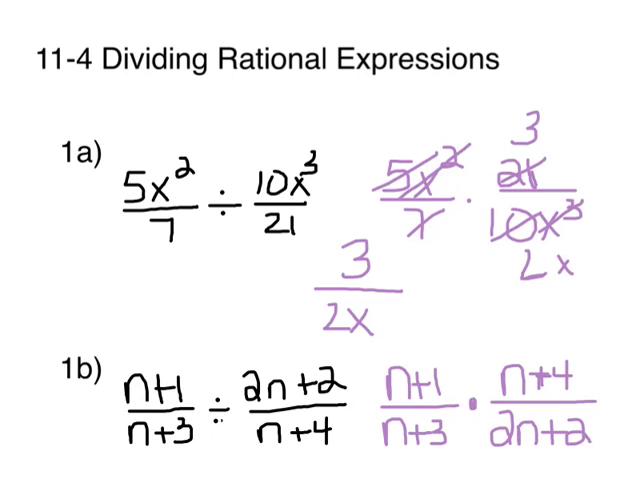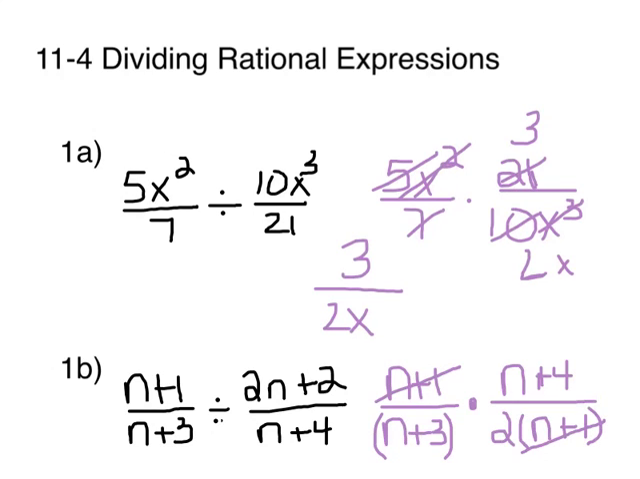Now we'd factor. The only thing that needs to be factored is the 2n plus 2. 2n plus 2 factors by taking out a GCF of 2. So 2n plus 2 is 2 times n plus 1. Now we can reduce and multiply. The n plus 1 on the top can cross off with the expression n plus 1 on the bottom. Our final answer will be n plus 4 over 2 times n plus 3.